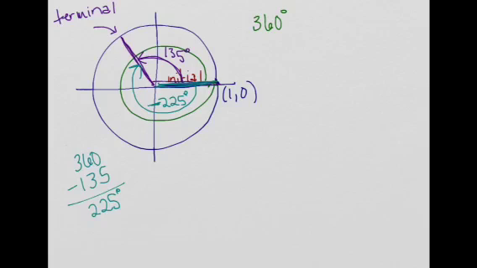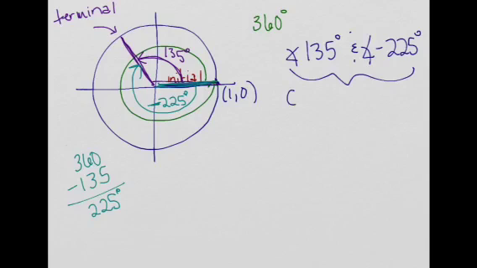Okay? Now, I drew these two angles specifically for a very good reason. So if I have angle 135 and this other angle, negative 225, both of these angles create what's called coterminal angles. And the reason they're called coterminal angles is because they have the same initial side and the same terminal side. Okay, you're going to have to be able to do that and come up with coterminal angles for any given angle.